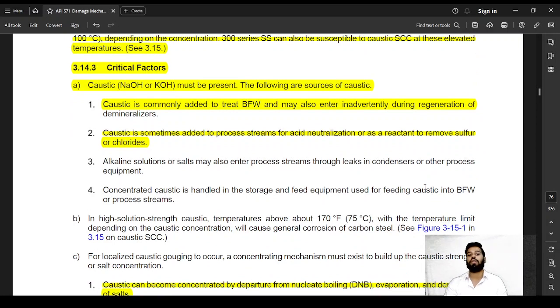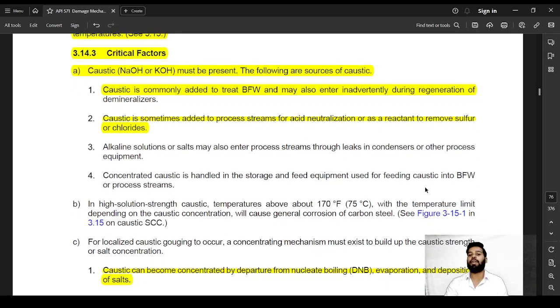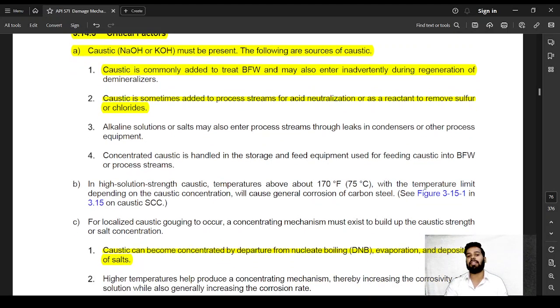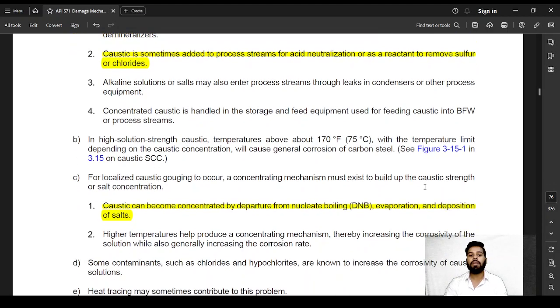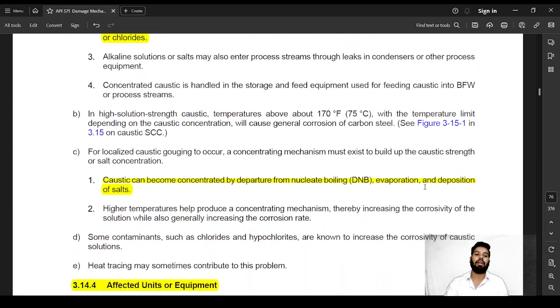Critical factors: caustic, that is potassium hydroxide or sodium hydroxide, must be present. Following are the sources of caustic. Caustic is commonly added to treat boiler feed water and may also inadvertently enter during regeneration of demineralizers. Caustic is sometimes added to process steam for acid neutralization or to react to remove sulfur or chlorides. Alkaline salts may also enter the process stream through leaks in the condenser or other equipment. Concentrated caustic is handled in the storage and feed equipment used for feeding the caustic into boiler feed water or process steams.